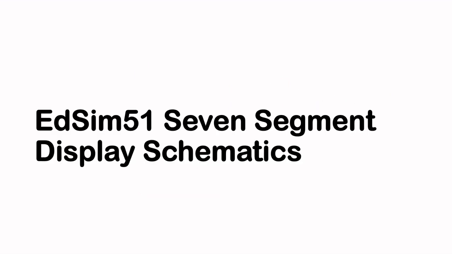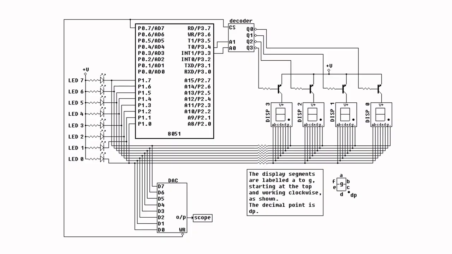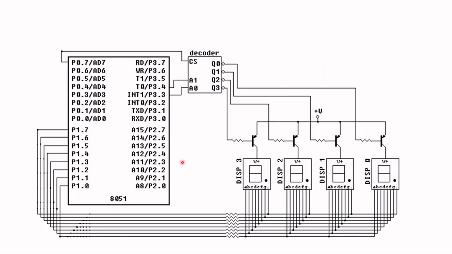Okay, so let's take a look at the EdSim51 7-segment display schematics. Now here is the schematic of the 7-segment display for the EdSim51. I've taken this from the EdSim51 website. Let me just remove some of this information from here so that we can focus on the 7-segment. Alright, so here I have removed the LEDs and the A to D and other information. Now let's look at this.